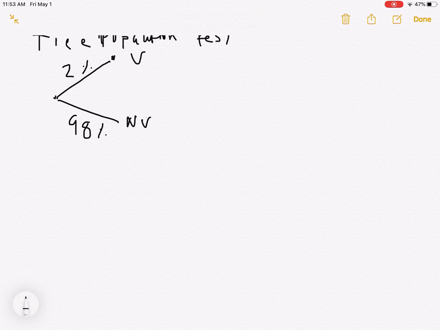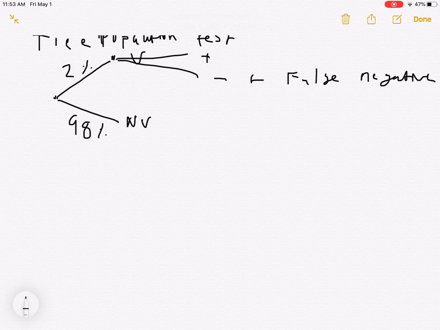Then there's a test. There's two outcomes for a test. You can test positive, you can test negative. This instance is called a false negative, meaning that you did have the virus, but your test said you do not. That happens 5% of the time. This happens 95%.